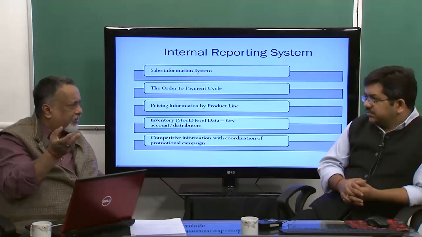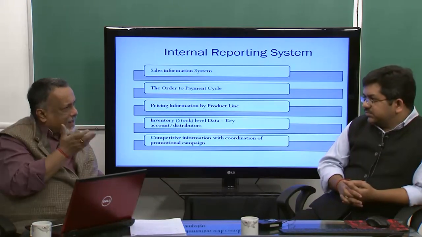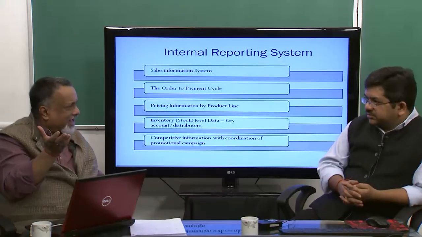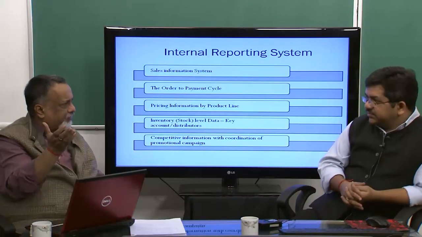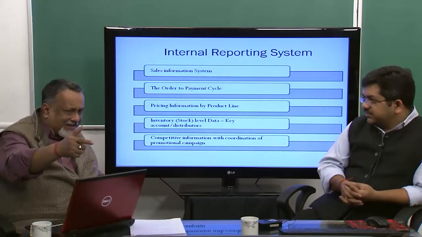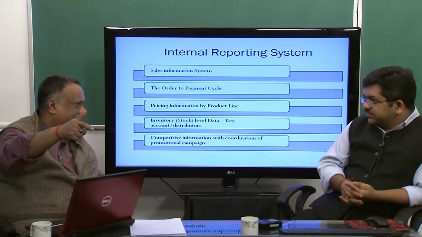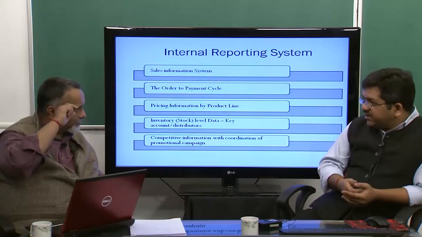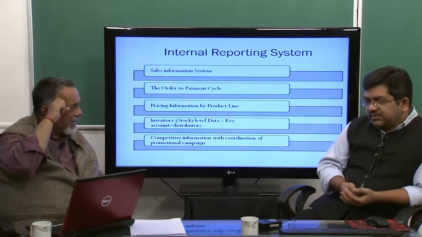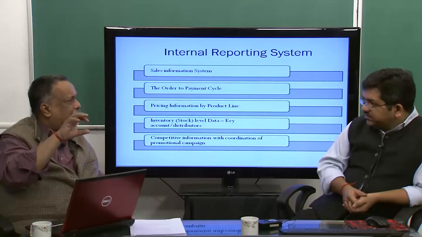For example, if you are a distributor of HUL, then you will pay upfront to HUL as soon as the stuff leaves the HUL gate towards your warehouse. So that means that HUL actually works with negative working capital. In fact, you have to pay in advance sometimes. Absolutely. And therefore, it becomes a very important part.